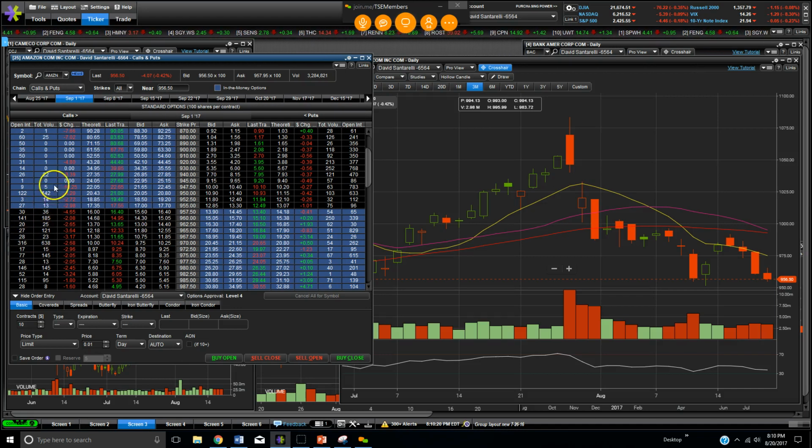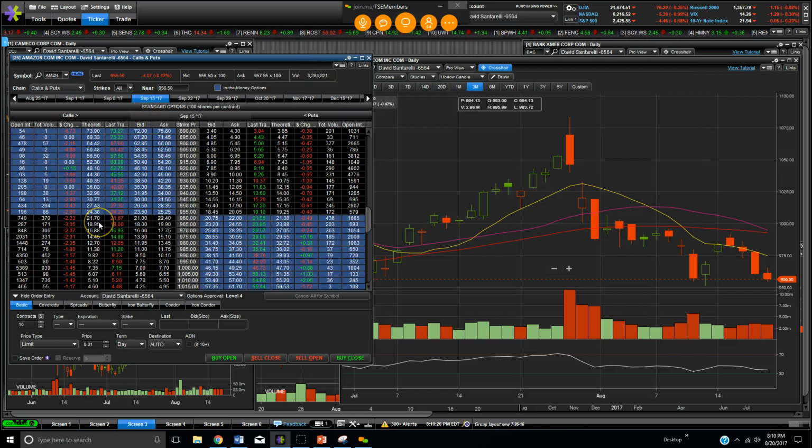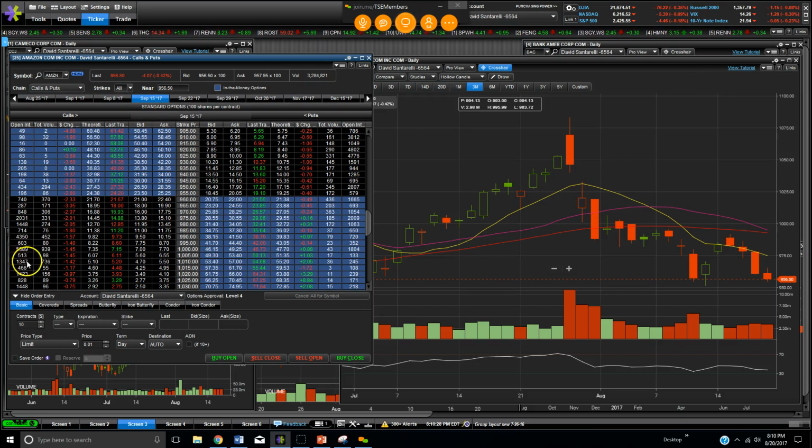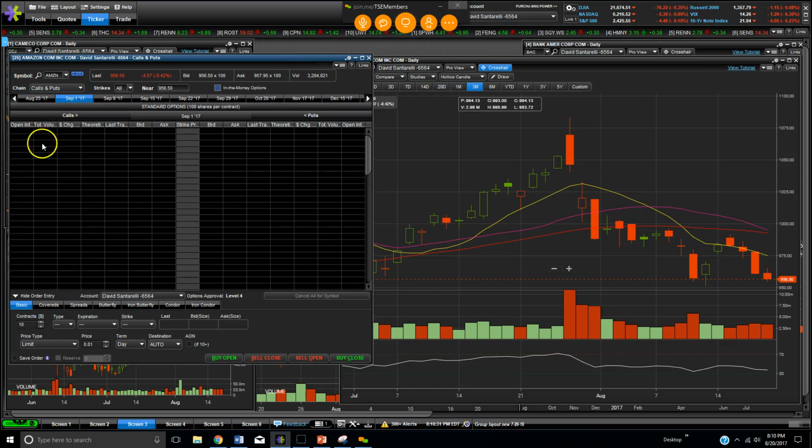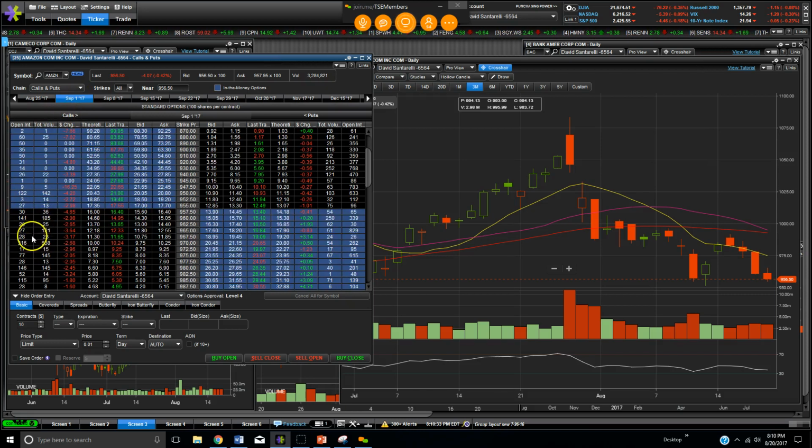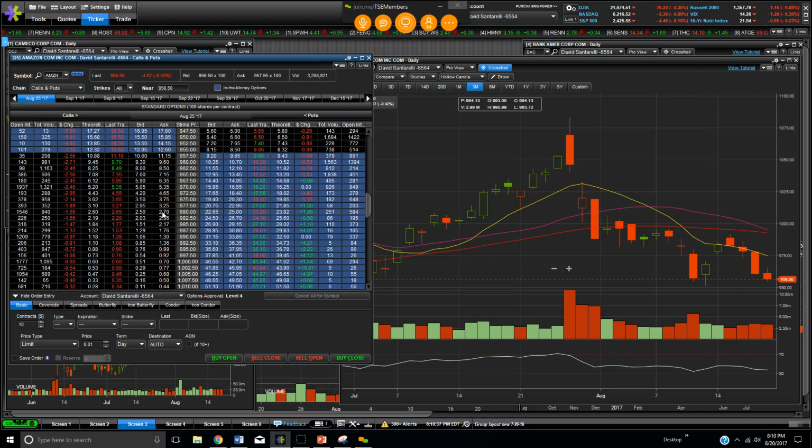Now, you're going to see a big difference when we go from the weekly expirations to the monthly. September 15th is the monthly, and look at these. There's thousands of contracts compared to the weekly contracts, which only have a couple. All right, so let's go back to the August 25th example here.